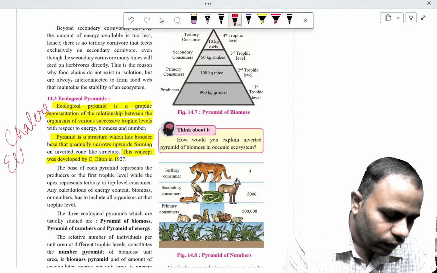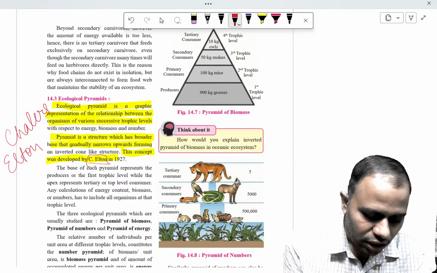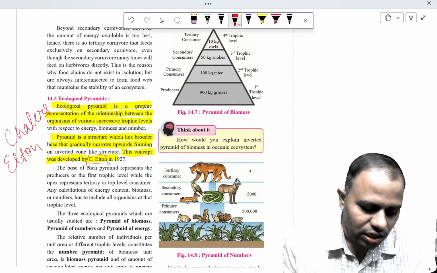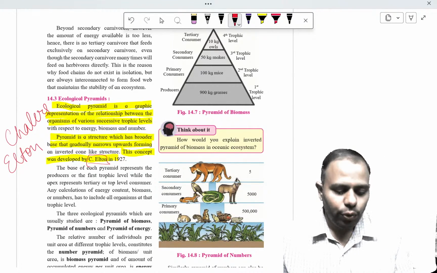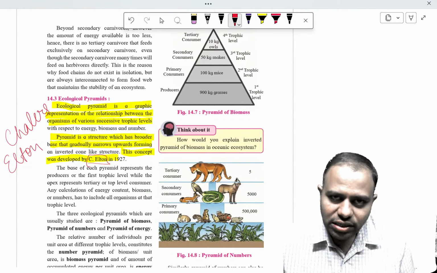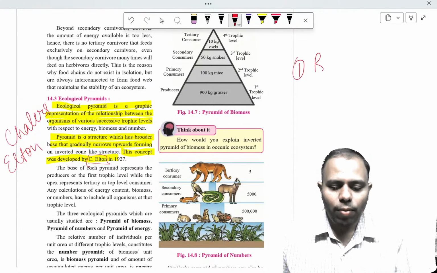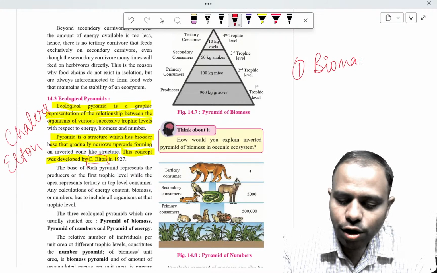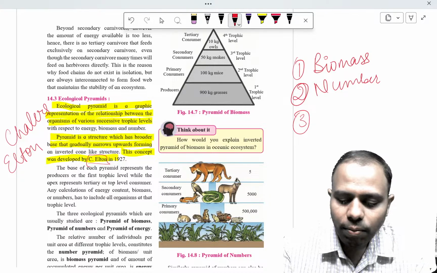Okay, Charles Elton. The name is given as Elton. It is Charles Elton in 1927. What he did, he represented three things: first is biomass, second is the number of organisms in the ecosystem, and third is energy.